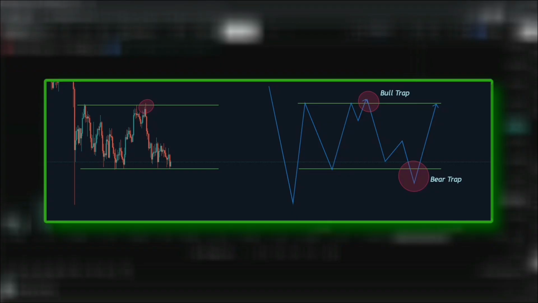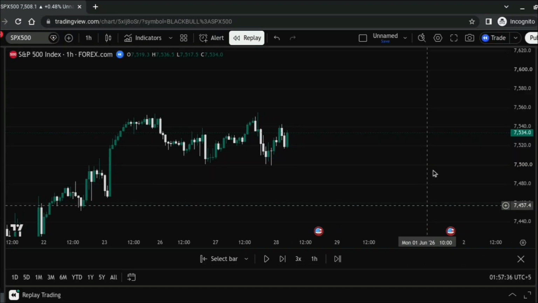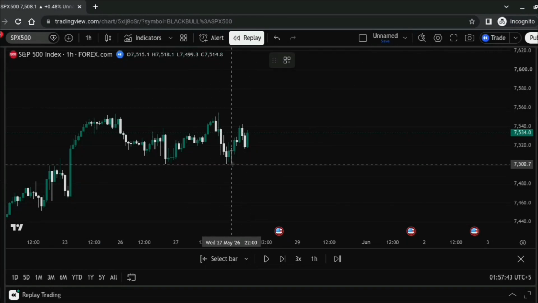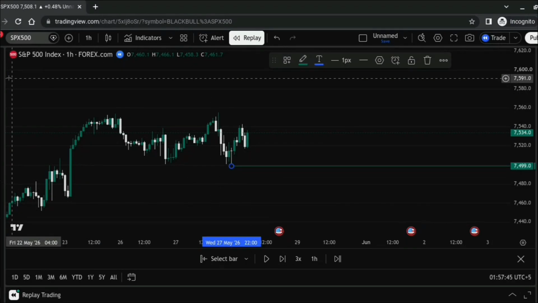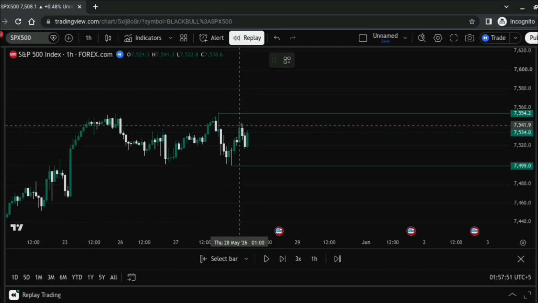It's for two reasons. One, it's for trapping stop losses, and secondly, it's for those who are taking the breakout trades. So let's see a live example. Over here, we're only going to mark our immediate liquidity points, which is this one, and this one, and this one right here.